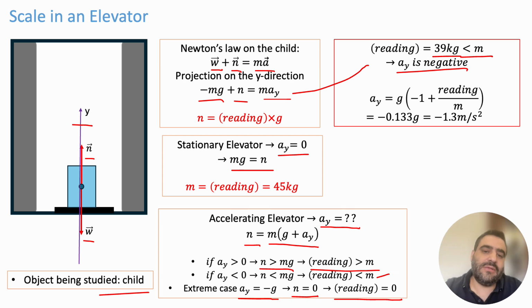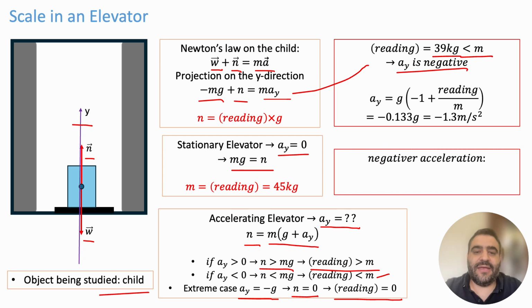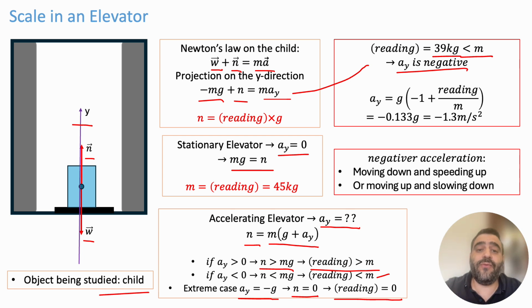But accelerating downward doesn't mean that we are always moving downward. In general, if we have a negative acceleration, this could mean that we are moving downward and speeding up, or we could be moving upward and slowing down. Here in this case, because they mentioned that we are starting to move, that means that we are moving down and speeding up. But if we're going up and we reach the top floor, when you are stopping, this could also result in a downward acceleration, or a negative acceleration on the y-axis.